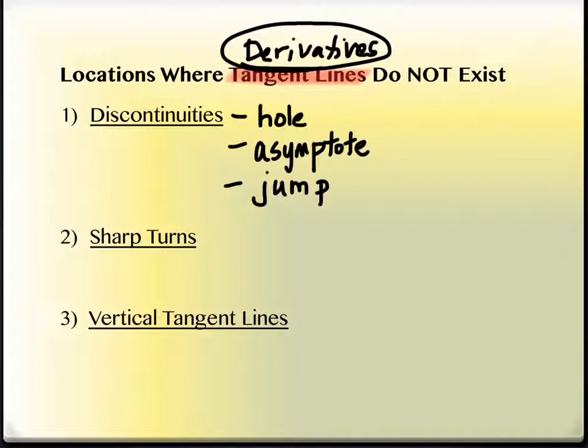So discontinuities: holes, jumps, and asymptotes. They're not going to exist at any of those locations. A sharp turn. Now, a sharp turn looks something like this. So you've got this sort of graph that if you take a look at it from the left-hand side and you were drawing tangent lines, the tangent lines would be very steep and getting steeper. And they would all of a sudden, at one specific point, change very drastically over here. So the sharp turns create problem spots.